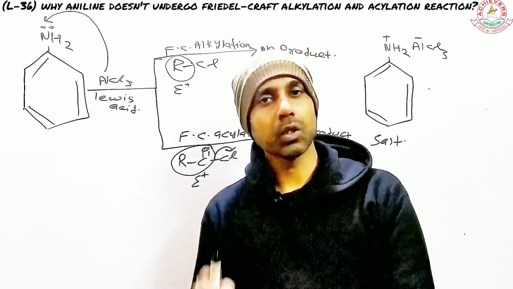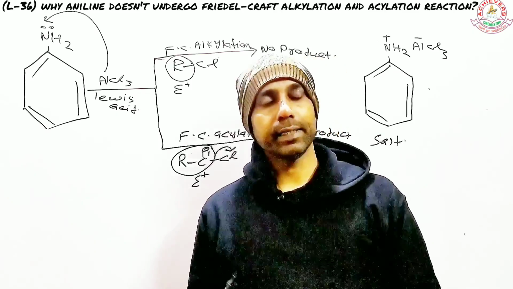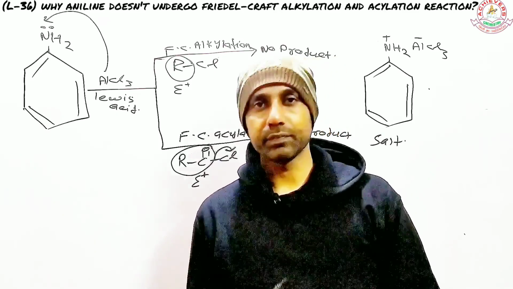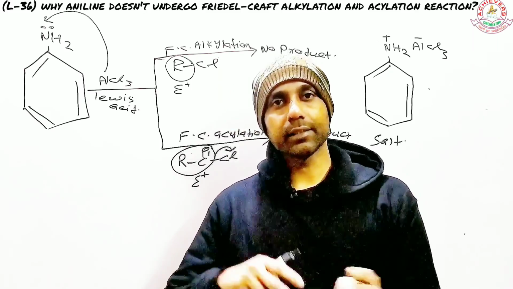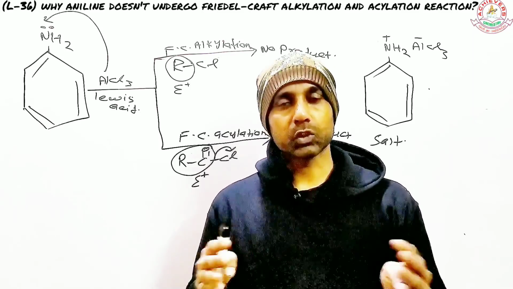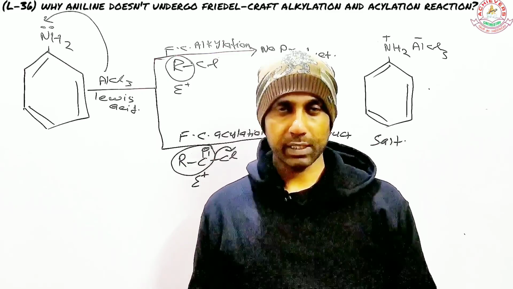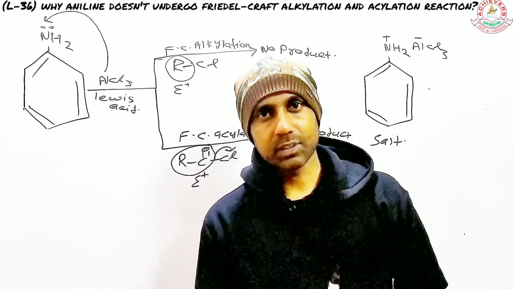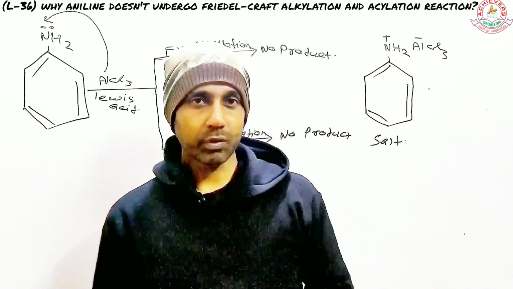So how would you conclude finally? Because NH2 is a highly reactive functional group, while AlCl3 is itself an electron-deficient Lewis acid, before the AlCl3 could generate the electrophile, it reacts with the amine group and forms a salt, and after the salt is formed, the reaction stops. There is no further reaction. There is no alkylation, there is no acylation. So that's the answer to my initial question.